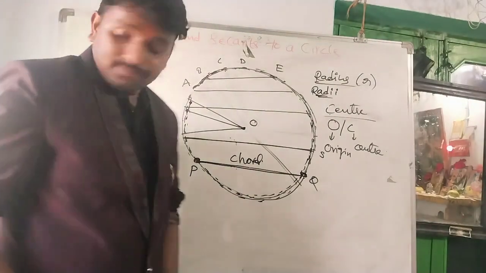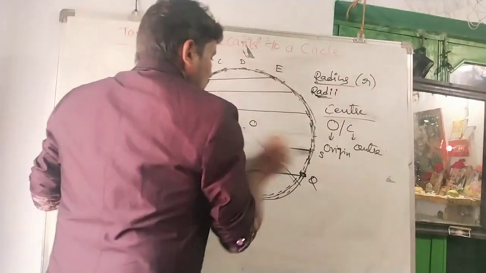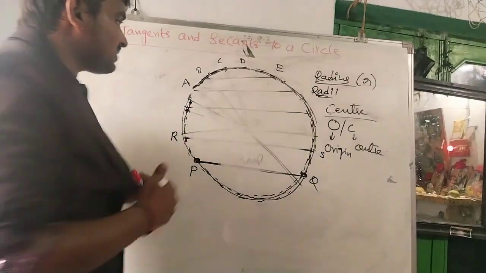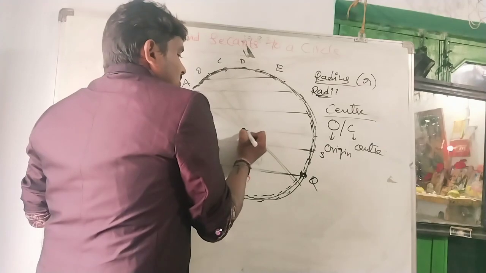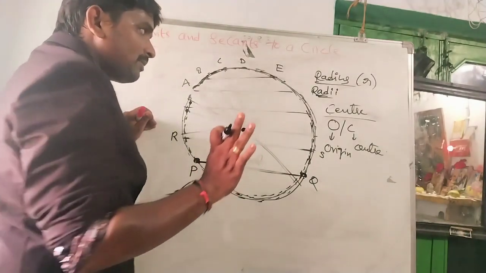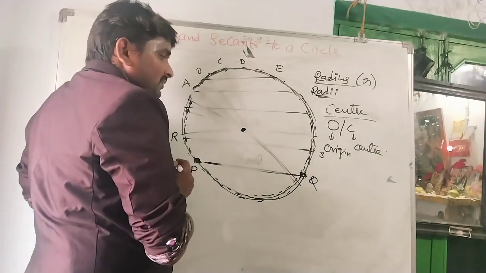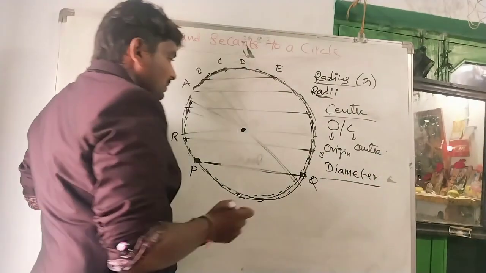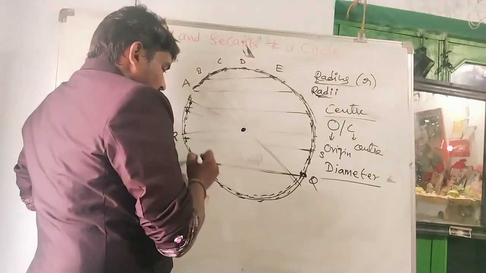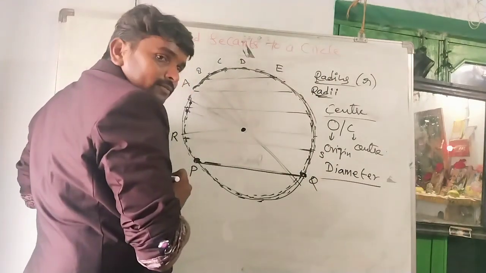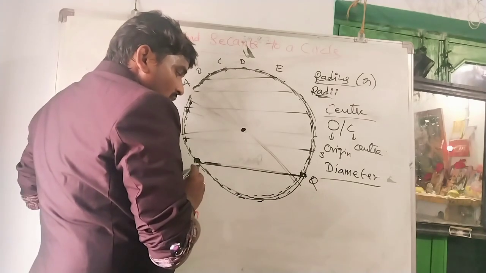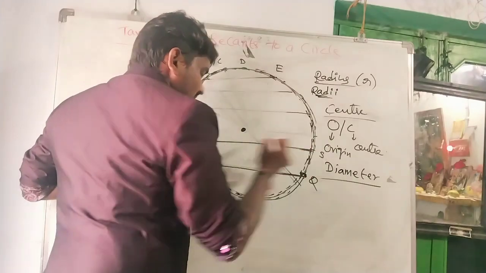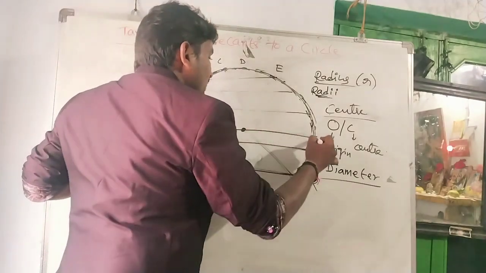Okay. Next one, diameter. What is diameter? Let us see. Did you understand about chord? Okay. Next one, diameter. Very simple. What is a chord? If a line segment is formed by joining any 2 points on a circle, it is called a chord. This is also a chord. This is also a chord.